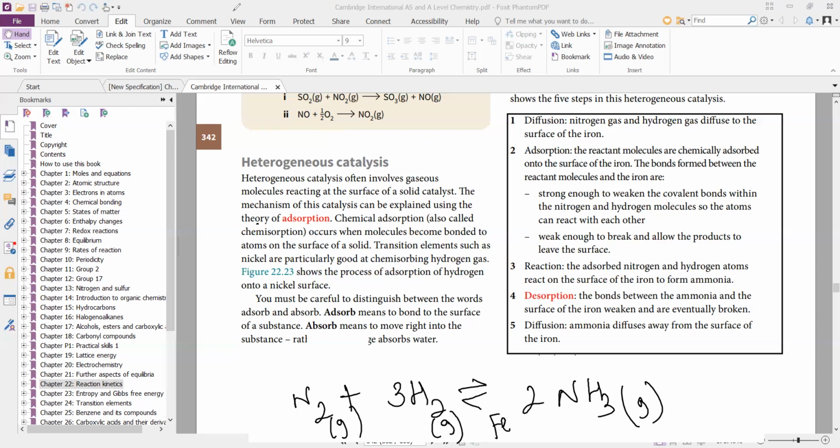Now what will happen? The bonds in nitrogen weaken and form new bonds between nitrogen and the surface of the iron. Hydrogen weakens and forms new bonds between hydrogen and the surface of the iron. And then they can easily react together. The bonding is strong enough to weaken the covalent bond within the nitrogen and hydrogen, and weak enough to break and allow the products to leave. Because then they react, and then desorb. Desorb means removal, and then diffusion. Those are the steps. Now you can write.